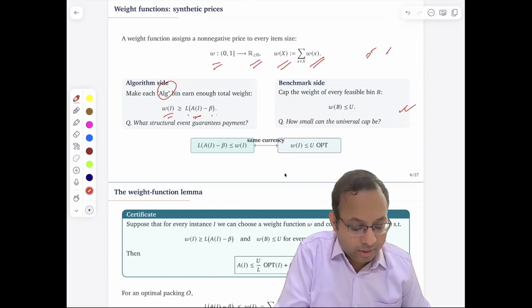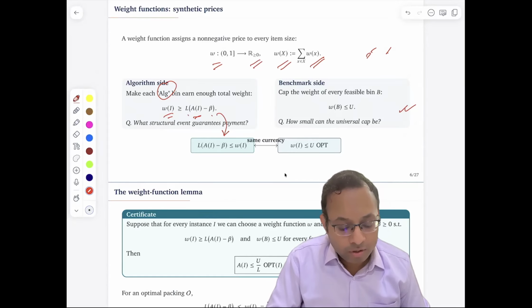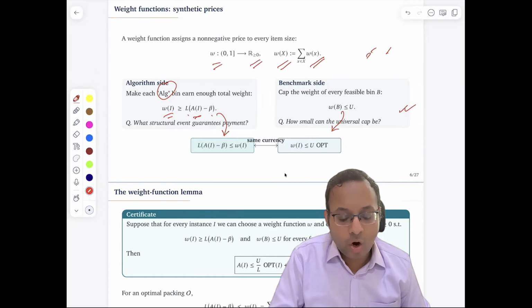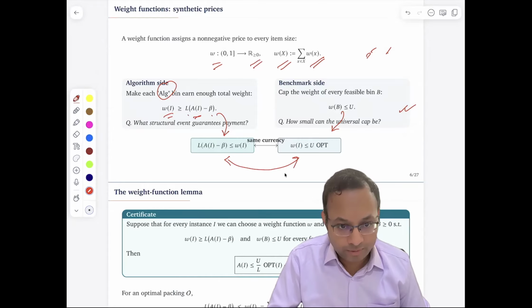So this is basically comparing this weight of items. So already the condition is showing that WI is more than this. But also from this condition, we know if there are opt number of bins and each bin has weight U, then if you look at all items and partition them into the optimal packing, I know WI is less than or equal to U times opt. So this is kind of the same currency, WI, being used to compare AI and opt.